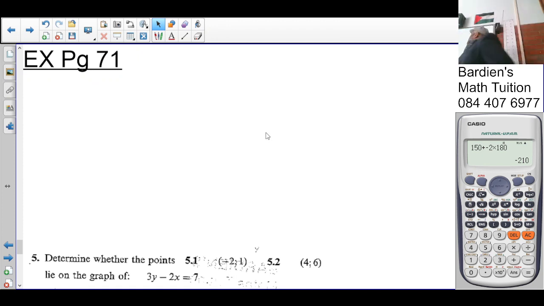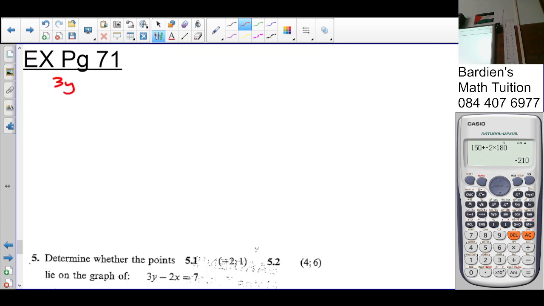So the question is determine whether the point in 5.1, which is (-2, 1), lies on the graph of 3y minus 2x is equal to 7. So what I'm going to do is substitute the x in. If the y value is 1, then it lies on that graph. If it's not 1, then it won't lie on that graph. Does that make sense, people?